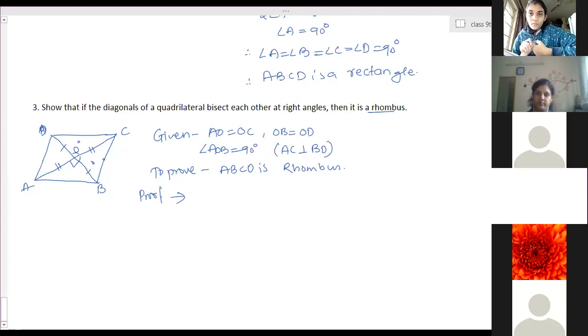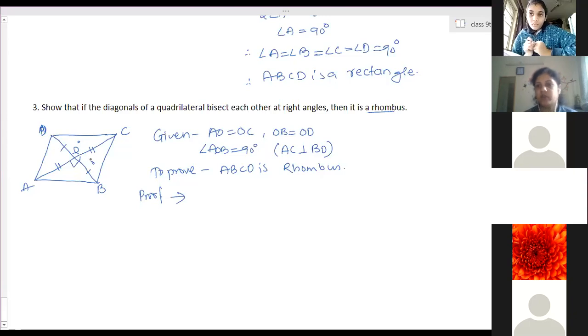Yes, right. In the same way, we can prove that triangle DOC is congruent to DOA and triangle BOC is congruent to BOA. So in this way, all triangles are congruent to each other. So by CPCT, all the sides are equal.